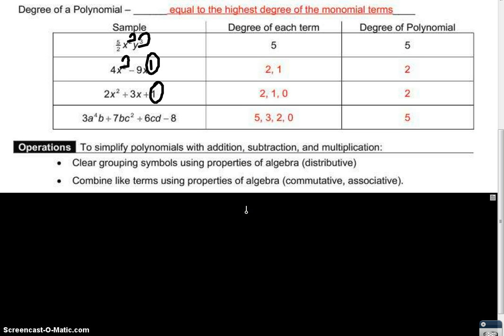So next, it says to simplify polynomials with addition, subtraction, and multiplication. We're going to clear grouping symbols using properties of algebra. So we're going to distribute a lot using these examples. It says we're going to combine like terms using the properties of algebra, so commutative and associative. Meaning we're going to distribute and combine like terms. So let's look at the first two sample problems.